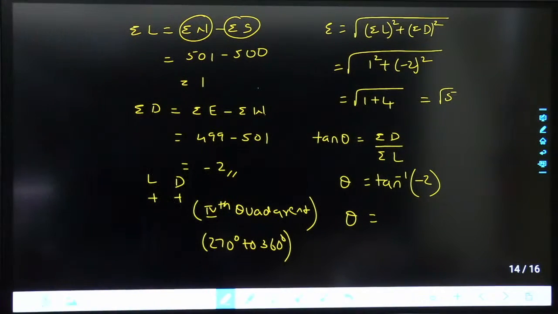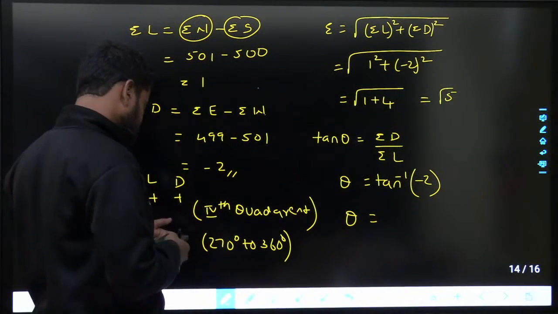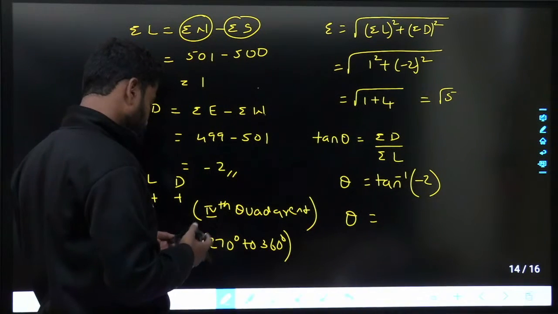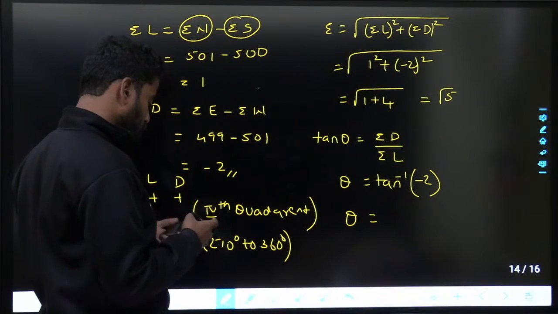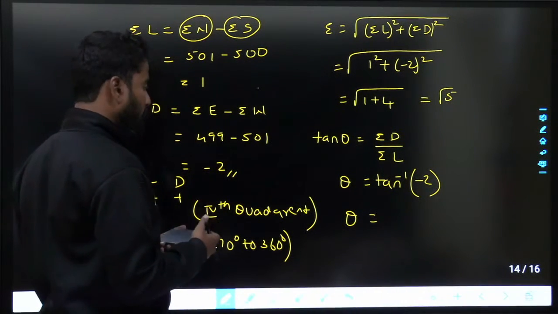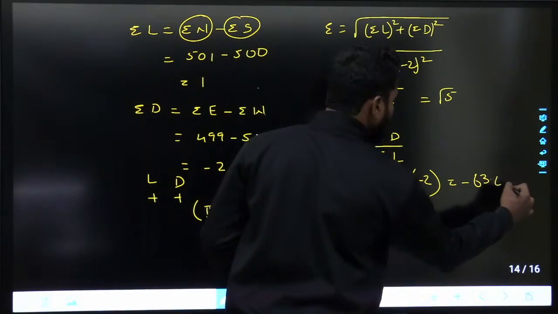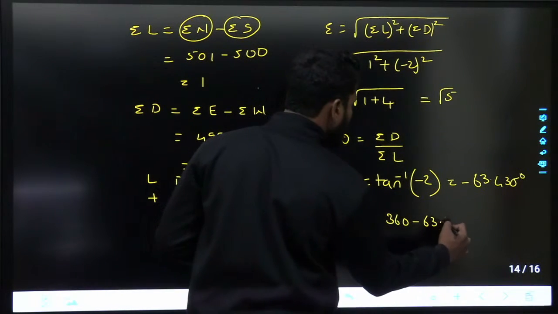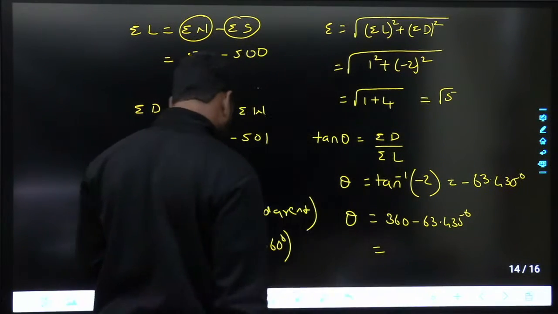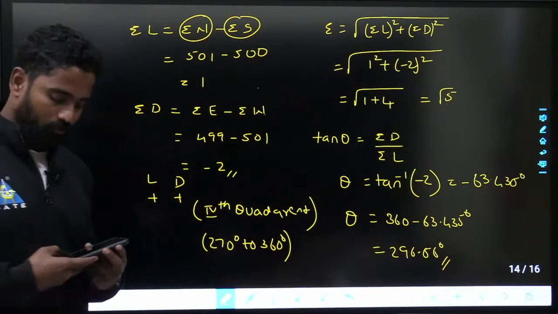What is tan inverse of 2? Tan inverse of 2 is 63.435 degrees, and this is 360 minus 63.435, so that equals 296.56 degrees. This is how you will find out the things.